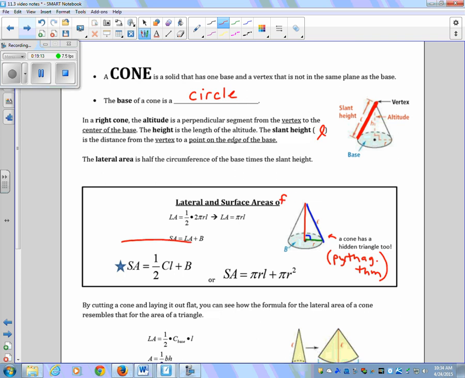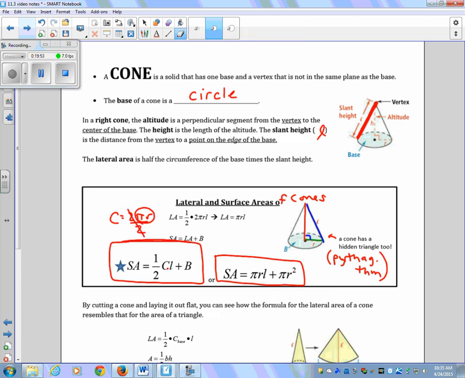Oops, this got cut off, of cones. So surface area is 1/2 CL plus B. Remember, with pyramids, it was 1/2 PL plus B. Well, the perimeter of a circle is a circumference. So 1/2 CL plus B. Another way to think about it, if you take 1/2 of the circumference, right? Circumference is 2 pi r. If you take half of that, it's just pi r.